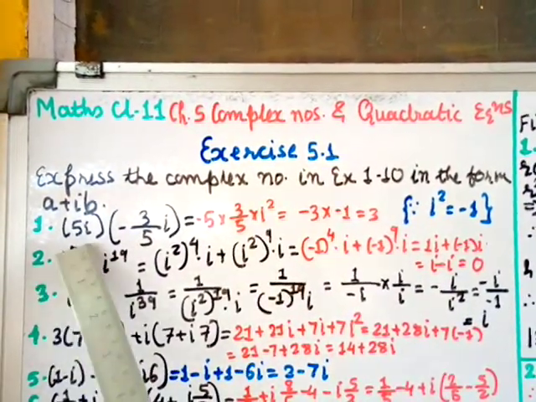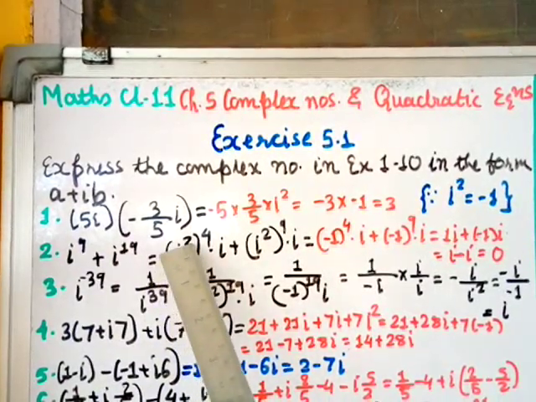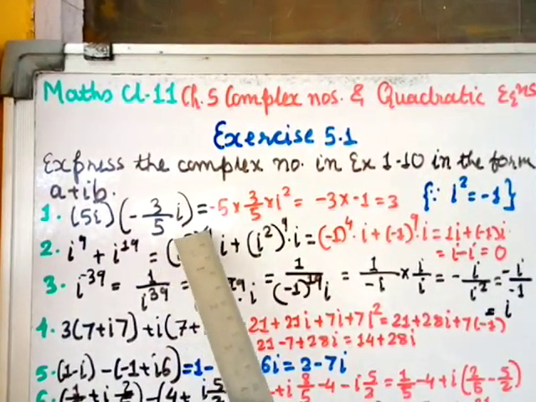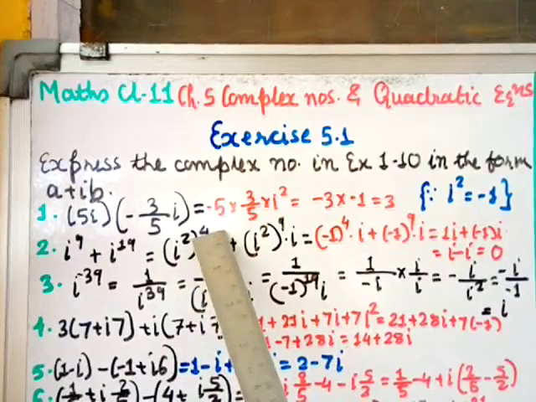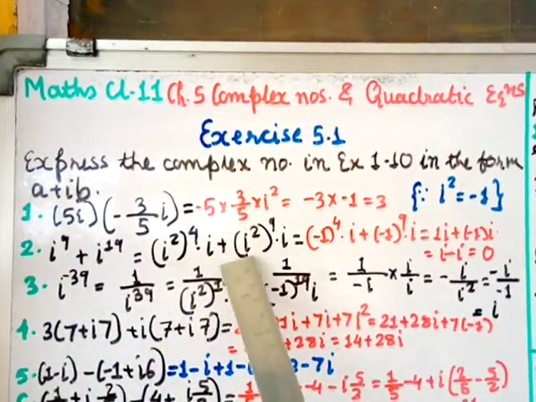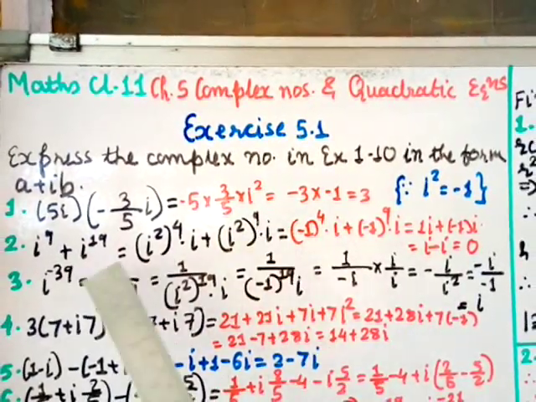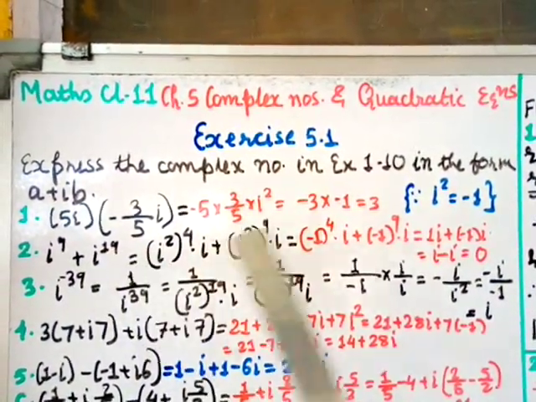Question number 2: i power 9 plus i power 19. This i power 9 can be written as i square power 4 into i. 4 into 2 is 8, 8 plus 1 gives 9 power. Plus this i power 19 can be written as i square power 9 into i. 9 into 2 is 18 plus 1 will give you 19. Okay, now i square value is minus 1.